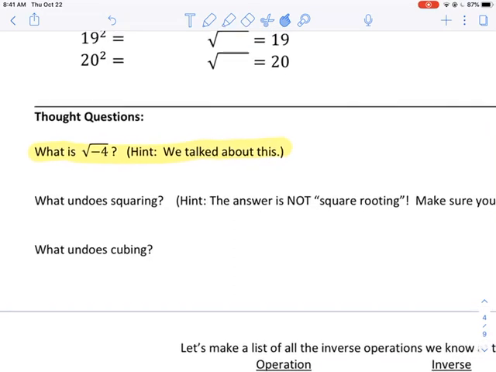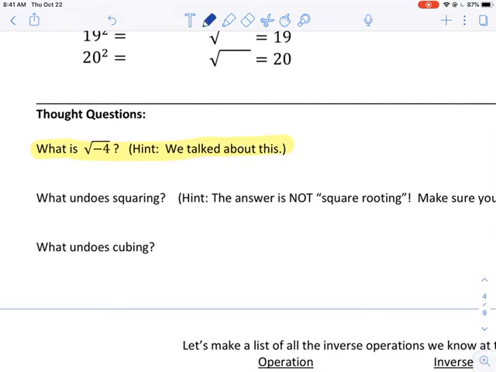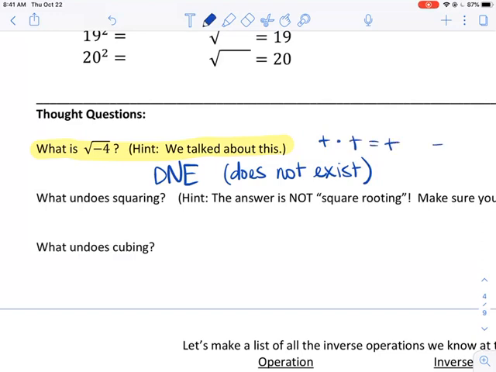Now, just remember, the square root of -4, or the square root of any negative number, does not exist. And in math, we write it DNE for does not exist. The reason why is when you multiply a positive number by itself, you get a positive number, which is not -4. And when you multiply a negative by itself, you get a negative number.